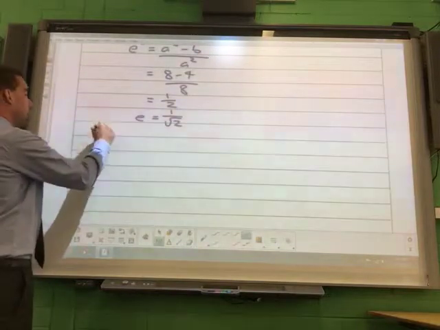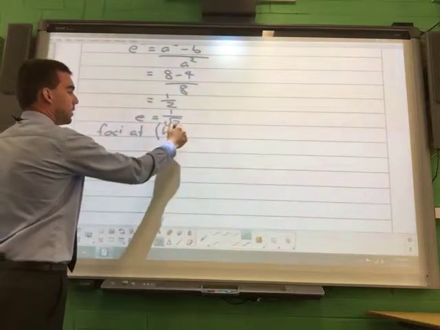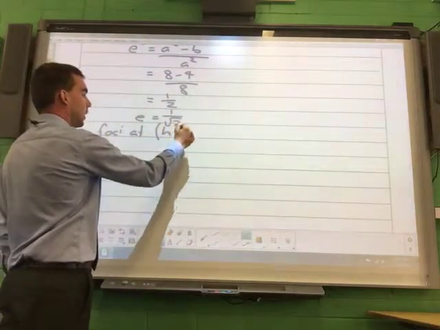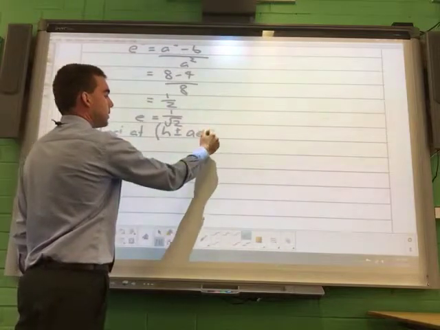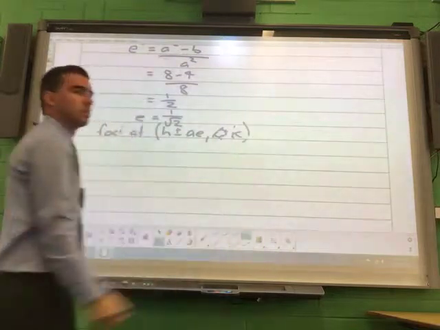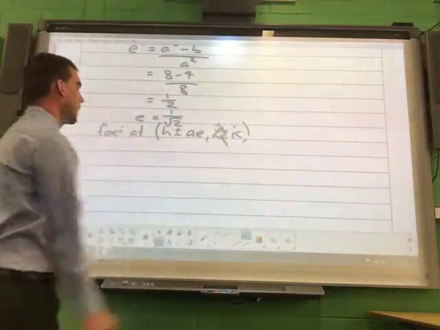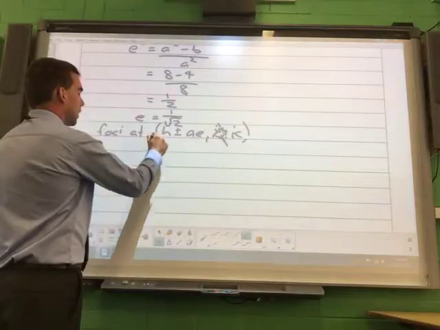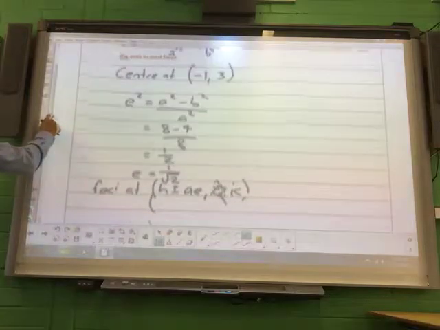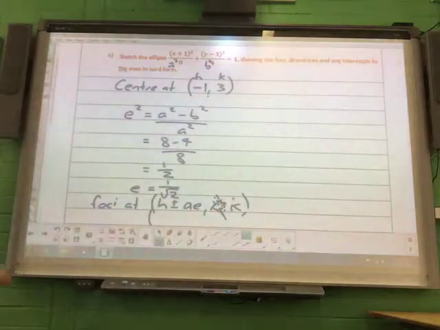Okay, so the foci at, alright, so we've got the H value plus or minus AE, and whoops, not 0. Going to be shifted up. It would normally be on the x-axis, but because it's shifted from the centre, it's going to have a shift up with the K. So this is your H, and that's your K. That's what we're dealing with.